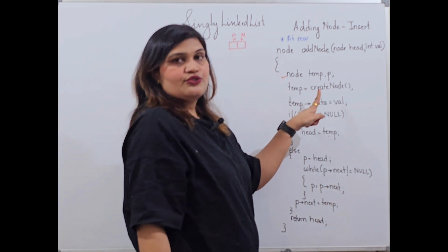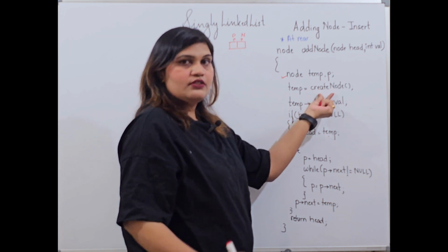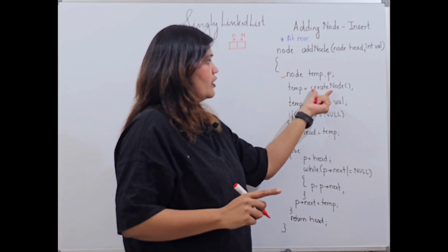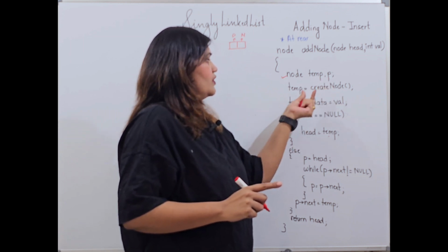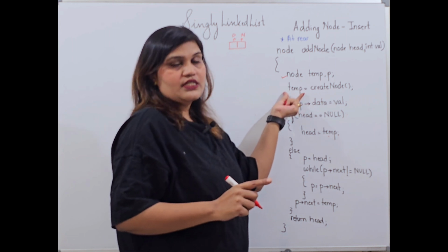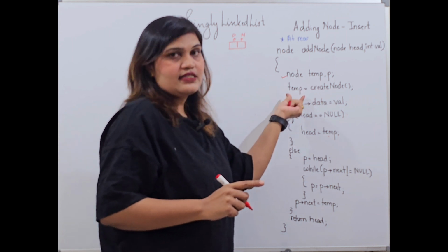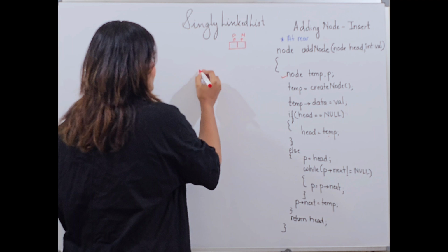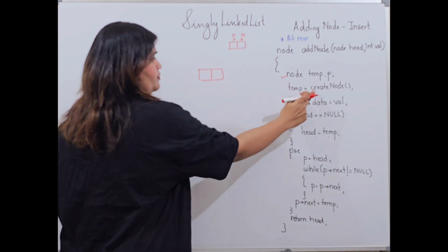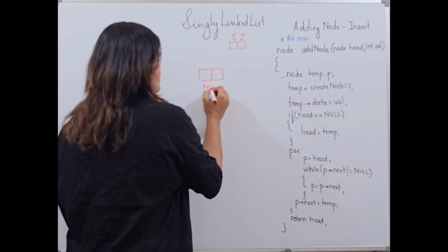Next I have temp equal to create node. Create node is a function discussed earlier, so check that function. I'm calling that function over here and I'm assigning a name to it as temp. So I am basically creating a structure of a node, and this node is called temp.